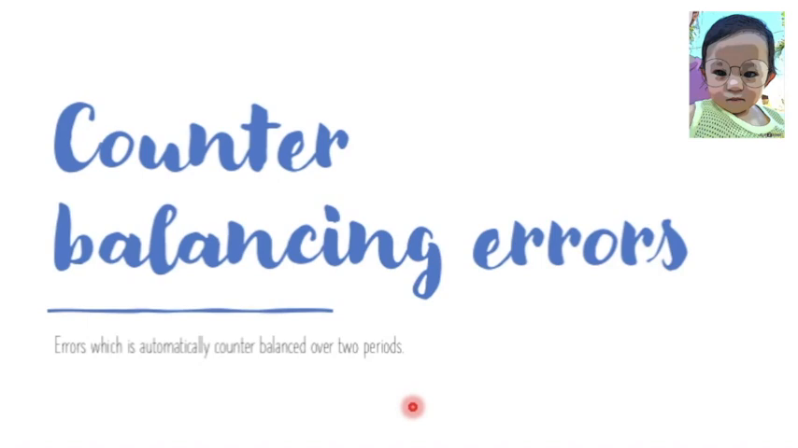Counterbalancing errors are errors which are automatically counterbalanced over two periods, meaning it corrects itself over two periods. So if it was discovered 3 or 5 years later, there's really no need to make any correcting entry because it is counterbalanced. It is automatically corrected over two periods.